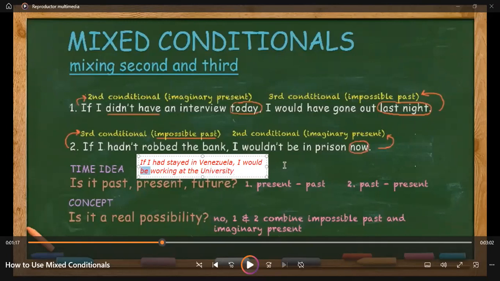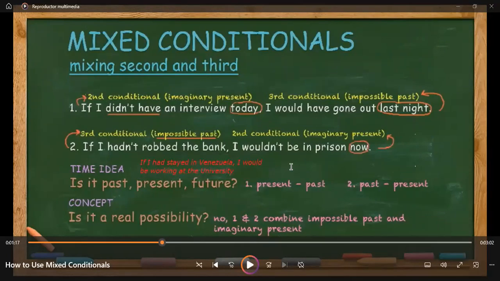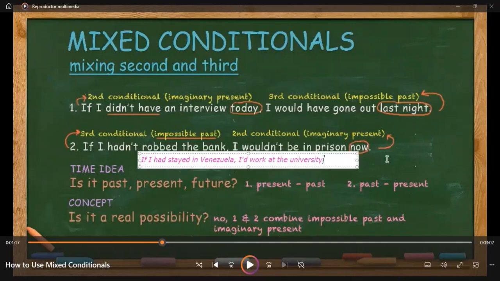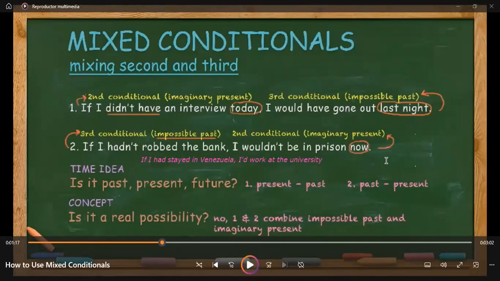If I had stayed in Venezuela, I would be working at the university. Okay, let me write it again, please. Okay, so if I had stayed in Venezuela, I'd be working at the university. I didn't stay in Venezuela, so it is impossible for me to work at the university. Okay, this is also impossible situations. I didn't stay in Venezuela, impossible past. And I'm not working at the university, imaginary present.